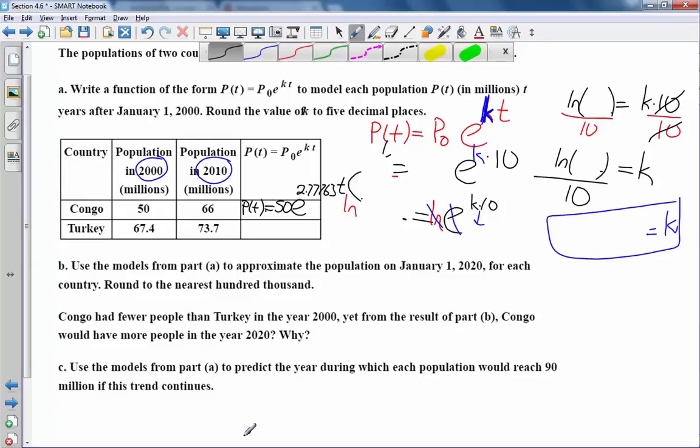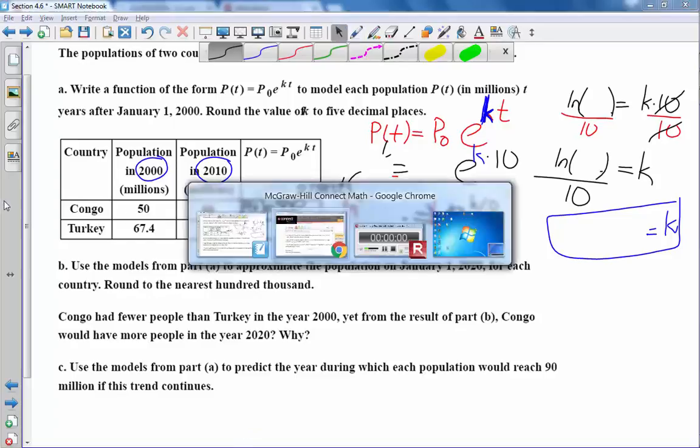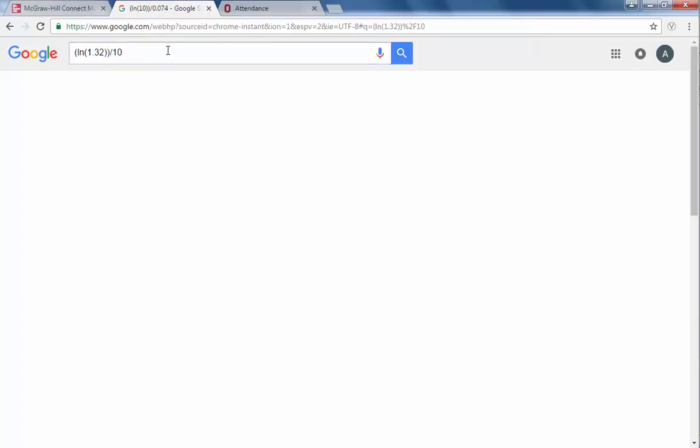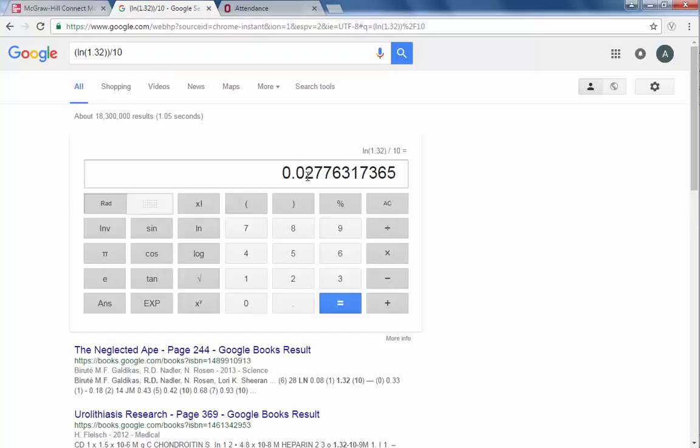I hope the number you gave me is correct. Who was that? Tucker, was it you? I said 2.7. There's only like 2 sevens, not 3? No. It's 2.77631. Okay, let's double check. 1.32. Before I forget, divide by 10. Seems like it's correct, right?